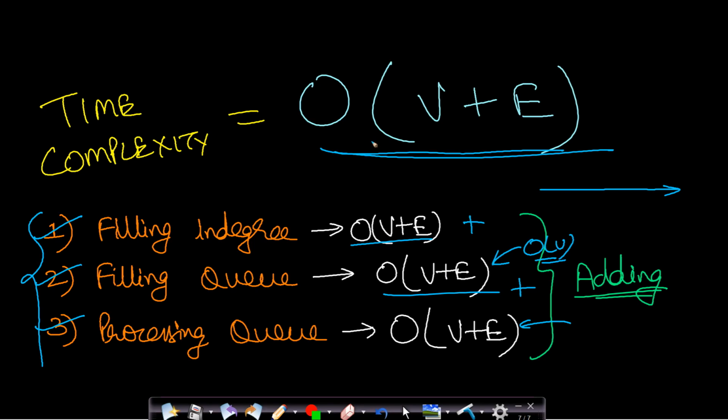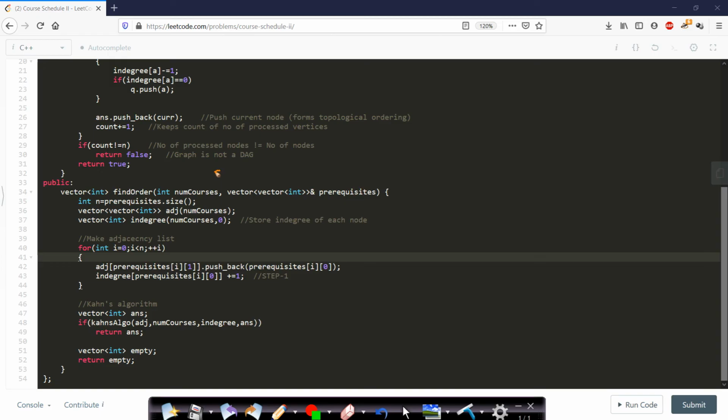Let us now look at the code for the course schedule 2 problem, and I have already explained that problem in my previous topological sort video, so do watch it. In this code we are given the number of courses and we are given the prerequisites array. So from there I will be forming the adjacency list, and while forming the adjacency list I will also be populating the in degree array, which will be counting the number of incoming edges for a given vertex.